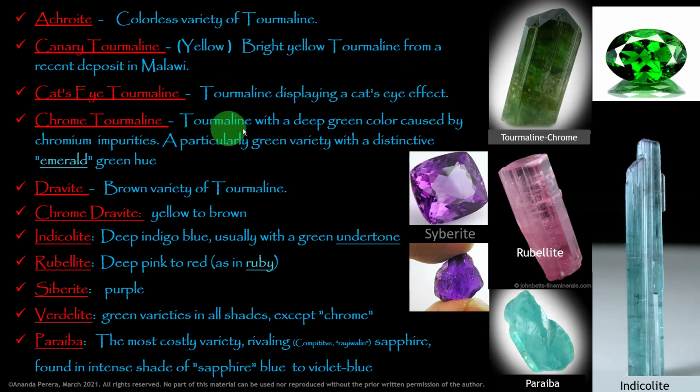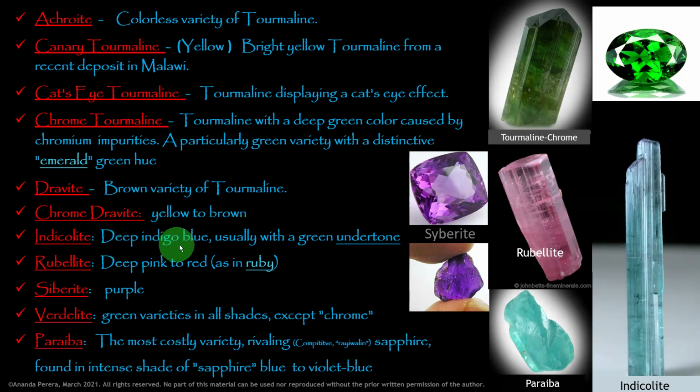Chrome tourmaline. Tourmaline with a deep green color caused by chromium impurities. A particularly green variety with a distinctive emerald green hue. So that is called chrome tourmaline. Dravite means brown variety of tourmaline. Chrome dravite ranges from yellow to brown.